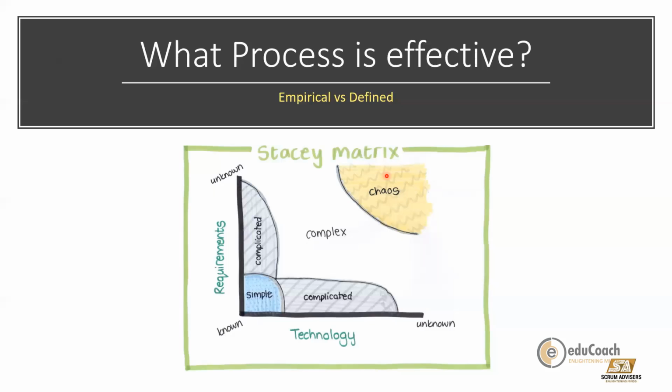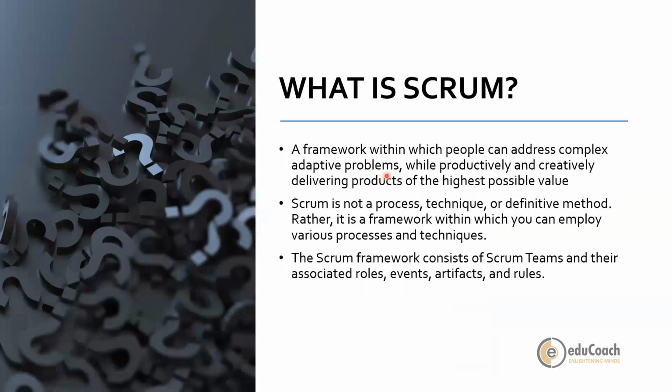So let's look at a little bit of a definition of Scrum. What is Scrum? As I said, it's a framework within which people can address complex adaptive problems while productively and creatively delivering products of the highest possible value. Scrum is not a process, technique, or a definitive method. Rather, it is a framework within which you can employ various processes and techniques. So this is important to remember. This is what I mentioned. It is a framework within which you can employ your various processes and techniques.